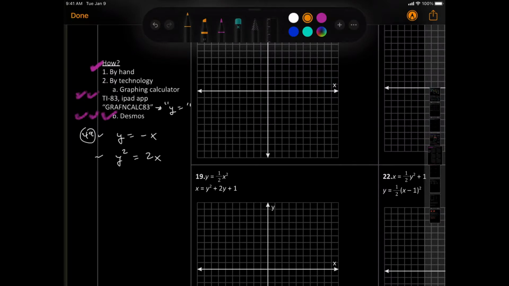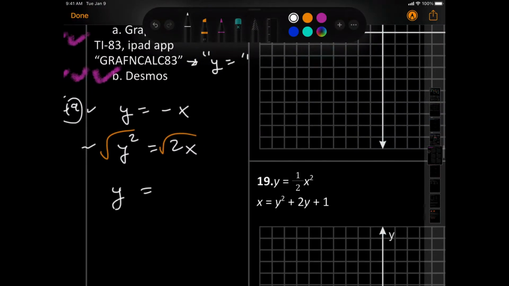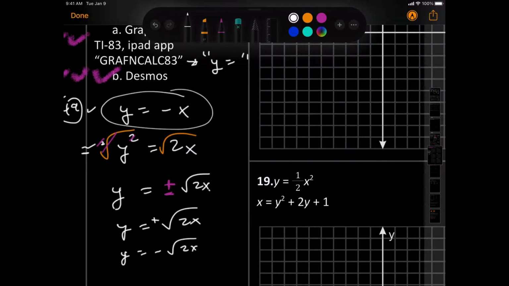So we're going to have to use our algebra skills to get rid of that power of 2. And you would just take the square root of both sides. But remember, when you do that, you'll get y equals plus or minus the square root of 2x. And essentially that means that we're going to have to graph 3 things, because one's positive, one's negative. So we would have to graph these 3 things. Okay, so let's go ahead and do that.